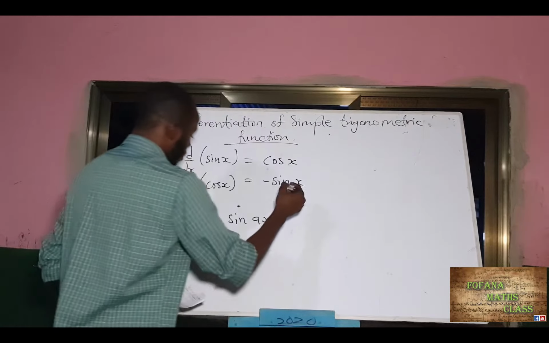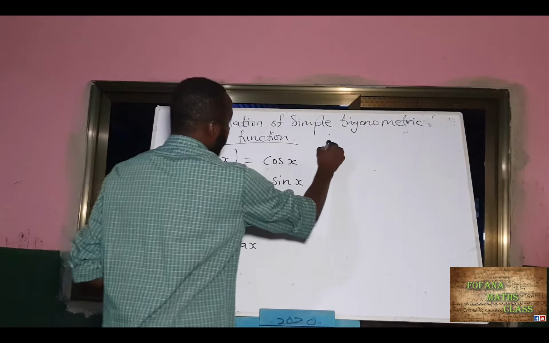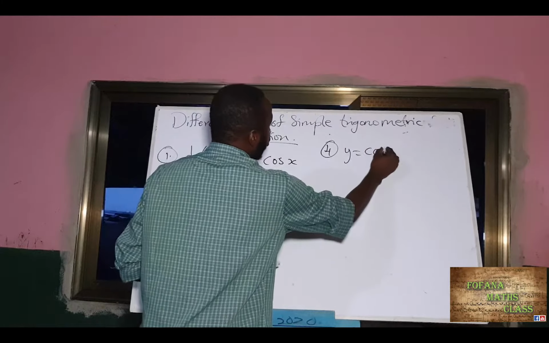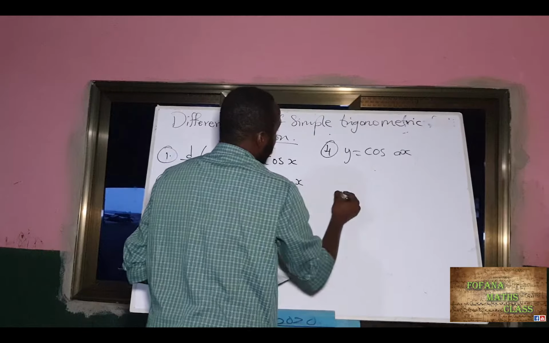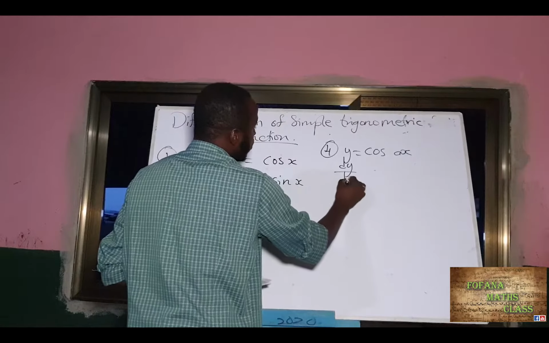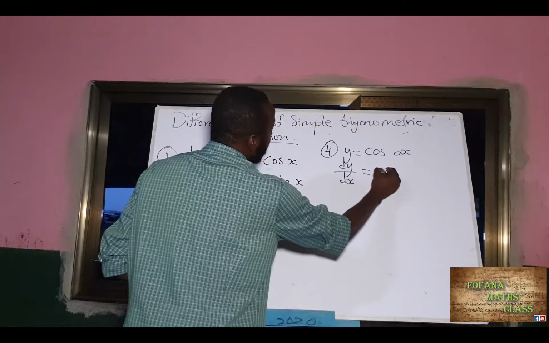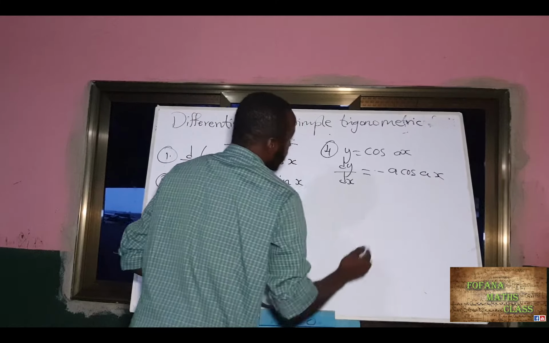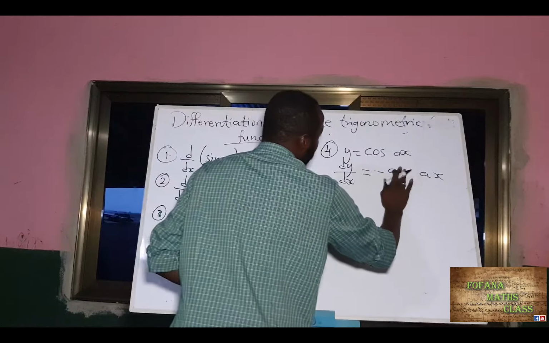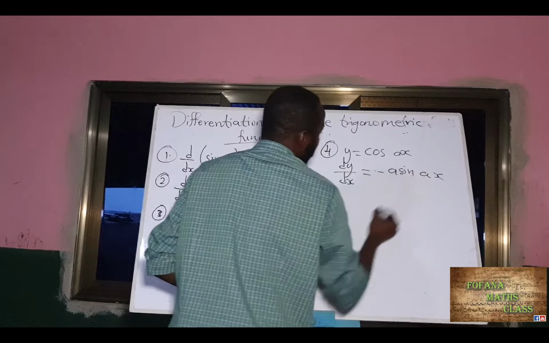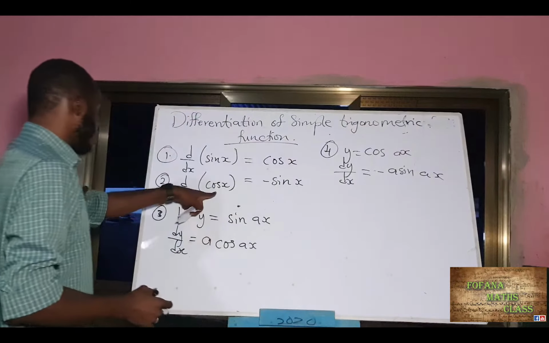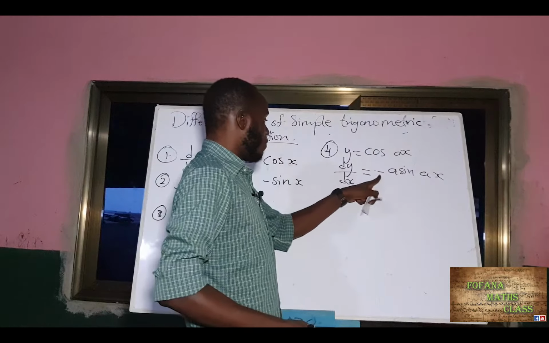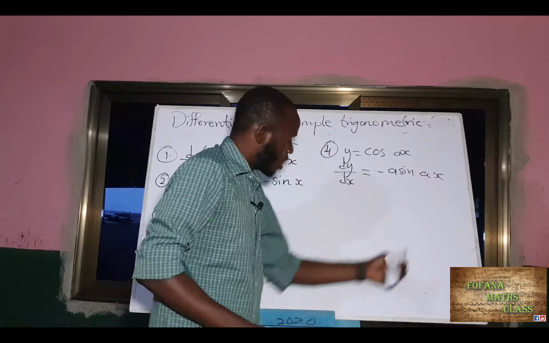And then the fourth one is if you have y equal to cos ax, the differential coefficient dy/dx of that one too will be minus a sine ax. Since if you differentiate cos, you will be obtaining minus sine, that a will come out and then minus sine ax.